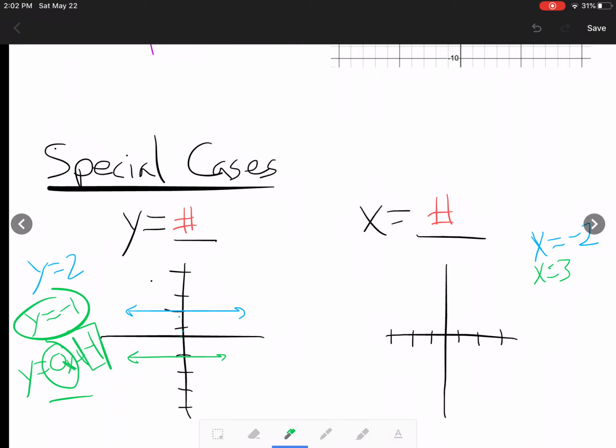Similar sort of idea is what happens when we have x equals. So x equals -2. Instead of it being a horizontal line, it's going to be a vertical line at x equals -2. Similarly, x equals 3, vertical line right there.